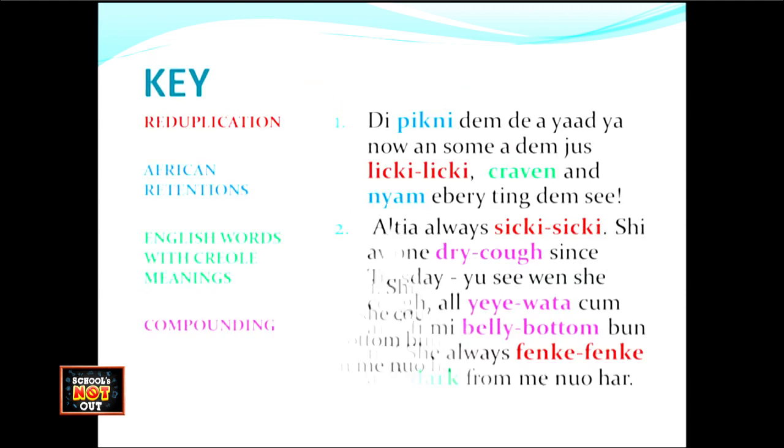Are we ready? So let us look at our key. It's color-coded. So reduplication should be licky licky. African retention, pitney and nyam. English words with Creole meaning, so craven and dark, these have different meanings in Standard English as opposed to Creole. And lastly, compounding. We should have identified dry cough, yai water, and belly bottom.